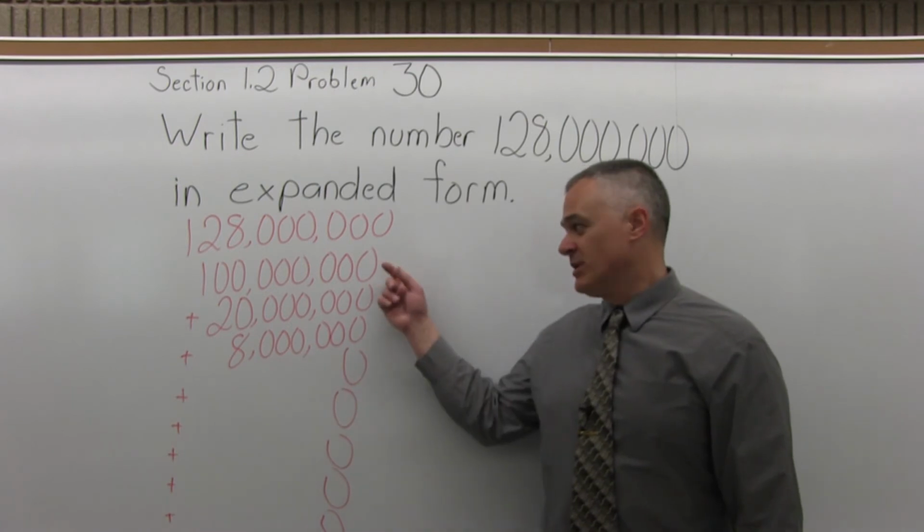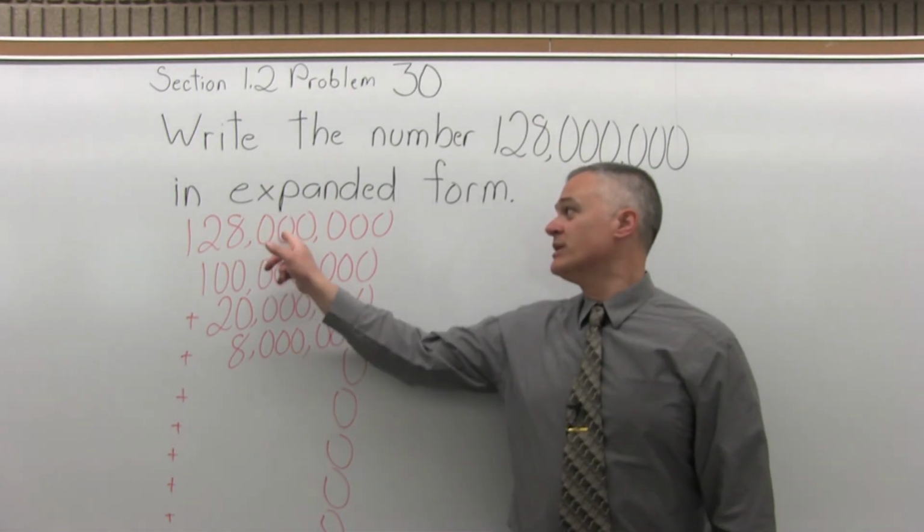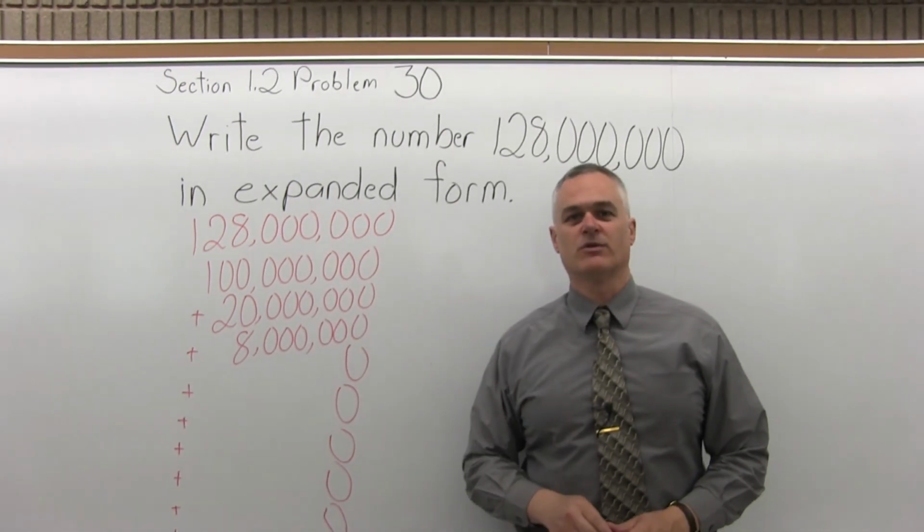So you have 100 million plus 20 million plus 8 million plus, then you have 6 zeros in a row for the 6 zeros in the number 128 million.